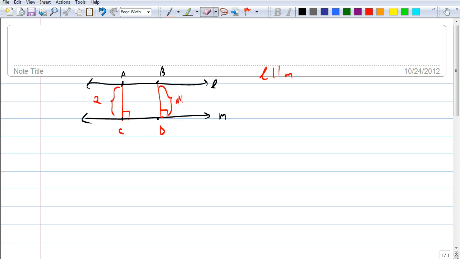So who could explain? Isn't the distance between these 2 lines the same? Because we define the distance between the 2 lines from a point to this line as a perpendicular segment. So if this is 2, this has to be 2. Right? Is that okay? All right.